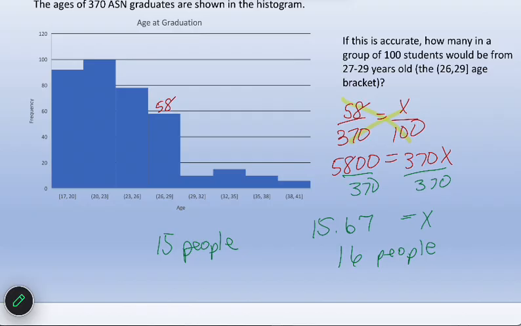But when it comes to a biological creature, any kind of person, a bacteria, things like that, you can't have half a person. They're not going to categorize half a person. So make sure that you round correctly based upon the information given. Okay.